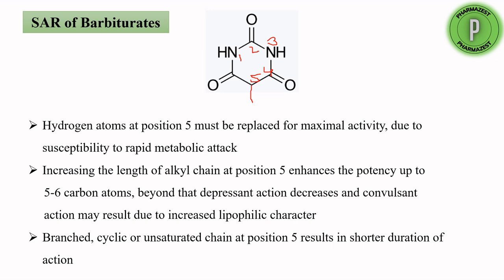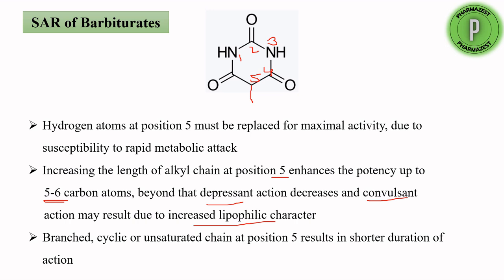So if you increase the length of the alkyl chain of the substituents at position 5, it increases the potency up to 5 to 6 carbons. So the substituent can have up to 5 to 6 carbons, then you will have depressant action. And if you increase the number of carbon chain length, you get convulsant action. So this is because of increased lipophilic character.